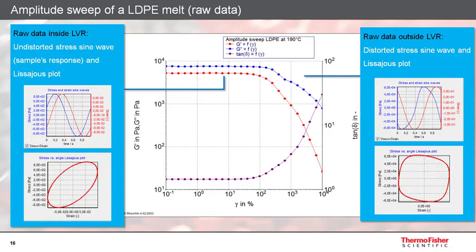The evaluation of the raw data for an amplitude sweep test presents another way to investigate the rheological behavior of a material. However, the main reason for performing this type of test is to determine the linear viscoelastic range. This information is needed for other types of rheological tests, such as a frequency sweep, which are supposed to be performed within the linear viscoelastic range of the sample.